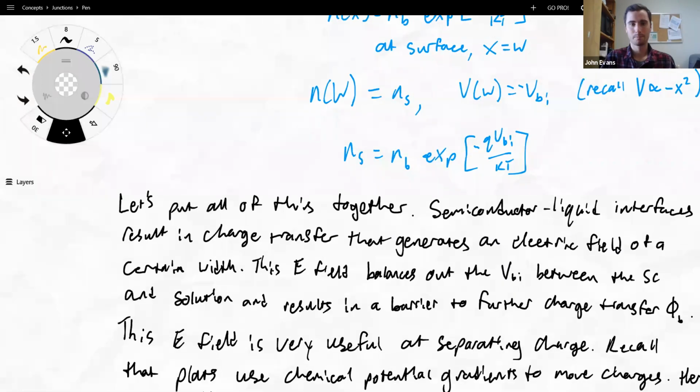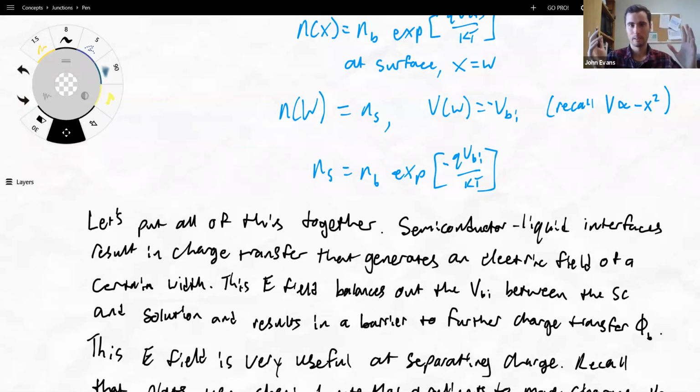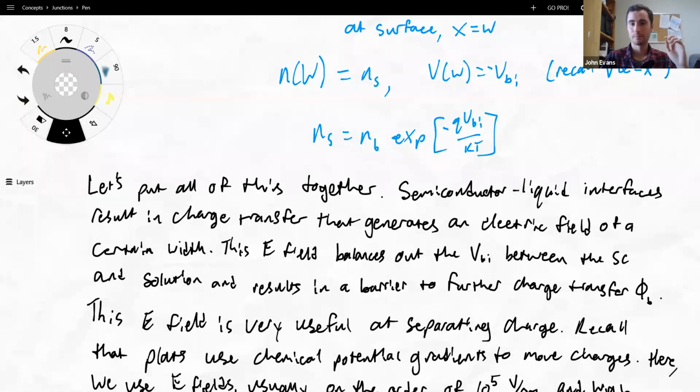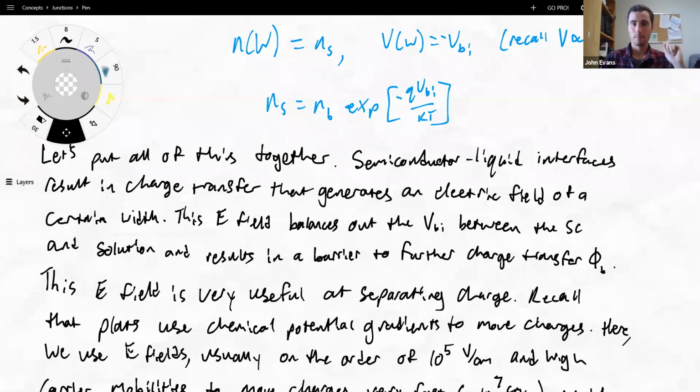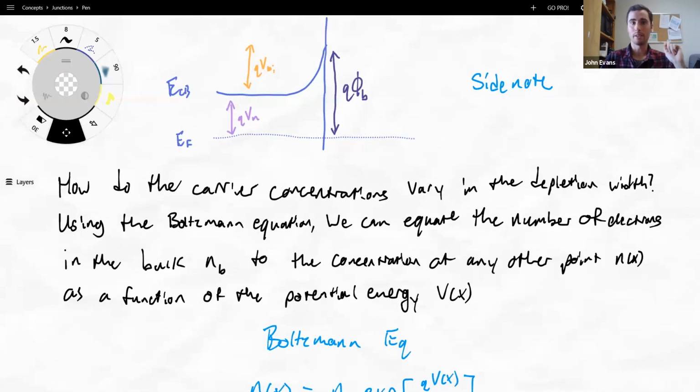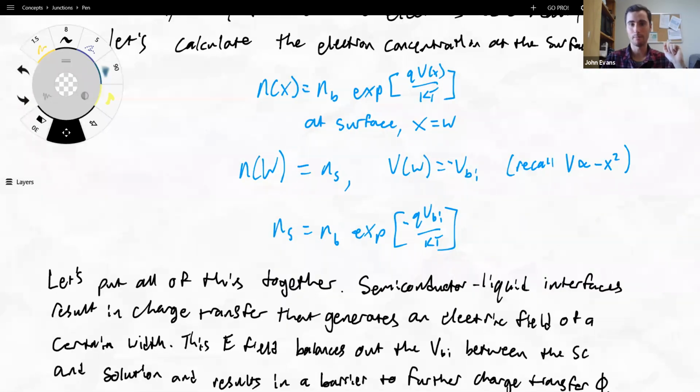All right. Now let's put all of this together. So a semiconductor liquid interface will result in a charge transfer that generates an electric field of a certain width. And that width is big enough to balance out the potential energy difference, or the built-in voltage, between the semiconductor and our solution. And it results in a barrier to further charge transfer, which is going to be this phi B, which, in case we didn't get to that earlier, is here, right?